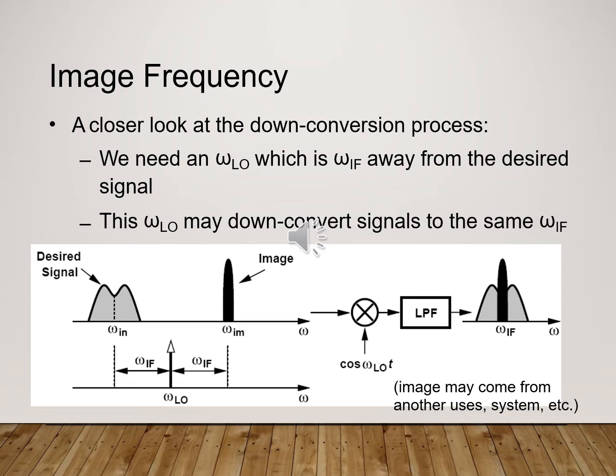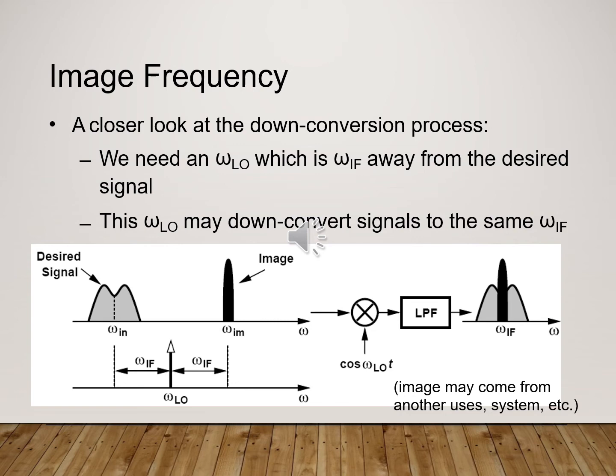The image frequency means that when you receive, you might receive a signal or noise or other signals at what we call the image frequency. As you see in the figures in the slide, we have the desired signal and we have the image, which we will call the image frequency, when we multiply by cosine ω_LO t. The image may come from other users or systems, or maybe it will be noise.